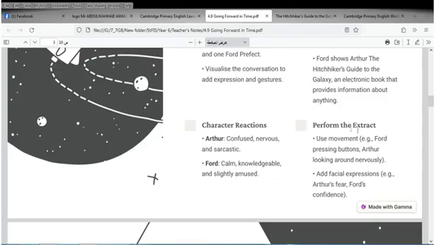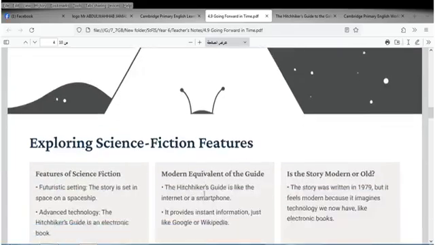And in order to perform the extract, you have to use movement, you have to use variety of tone, you have to speak up and down, you have to show some nervousness of Arthur and some calmness of Ford. It is okay to add facial expression as well, like to show Arthur's fear and Ford's confidence.